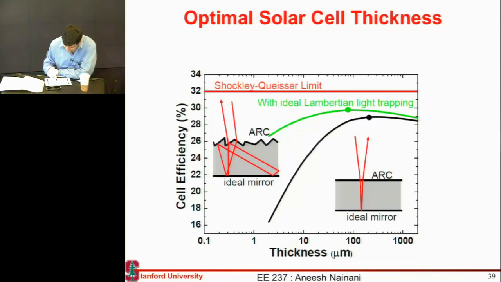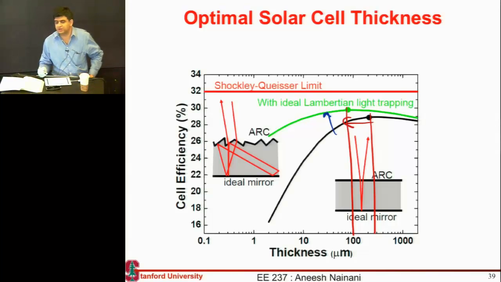It gives me an overall boost in my efficiency. The other thing I can achieve is that I can achieve that efficiency now with a much thinner cell. If I put texturing, I enhance this path length, so I don't need as thick a cell. First of all, I'm getting higher efficiency, and I'm consuming a much smaller amount of silicon. So this is the main selling point of light trapping. Any more questions on that?